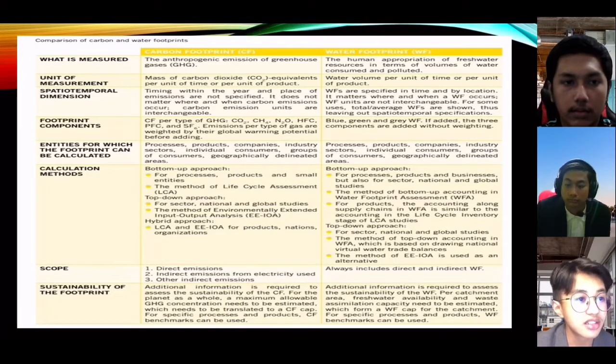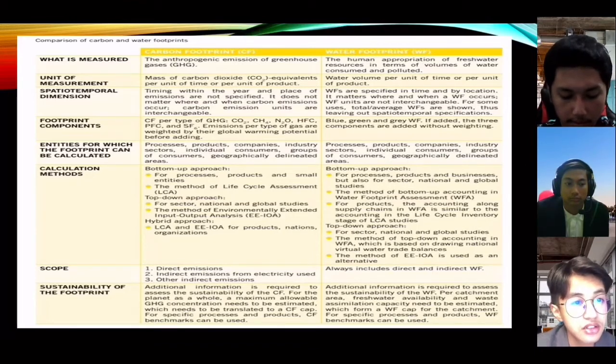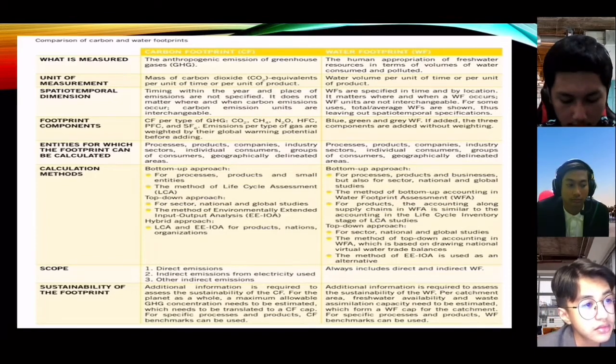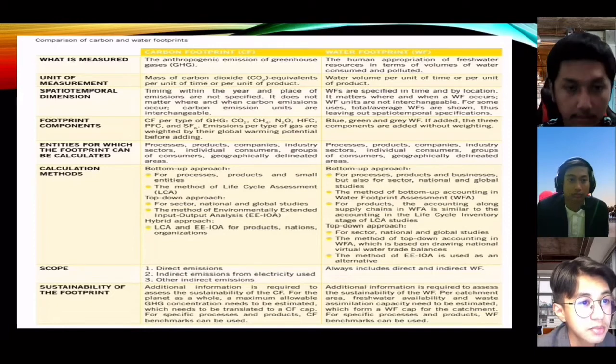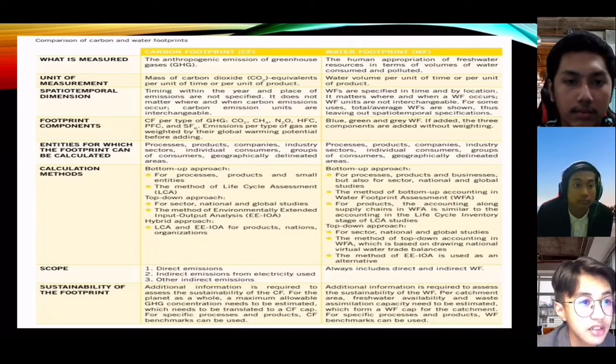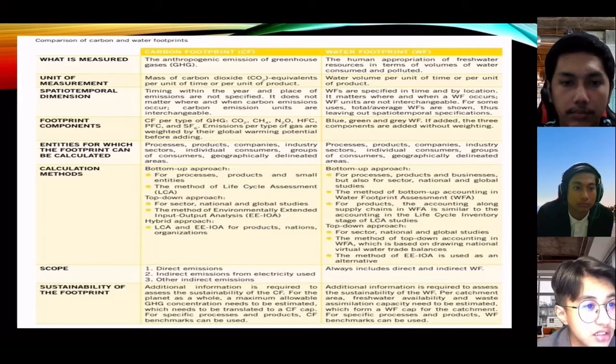Unit of measurement, spatial temporal dimension. Carbon footprint: mass of carbon dioxide CO2 equivalence per unit of time or per unit of product. Water footprint: water volume per unit of time or per unit of product. Spatial temporal dimension. Carbon footprint: timing within the year and place of emission are not specific. It does not matter where and when carbon emissions occur. Carbon emission units are interchangeable.